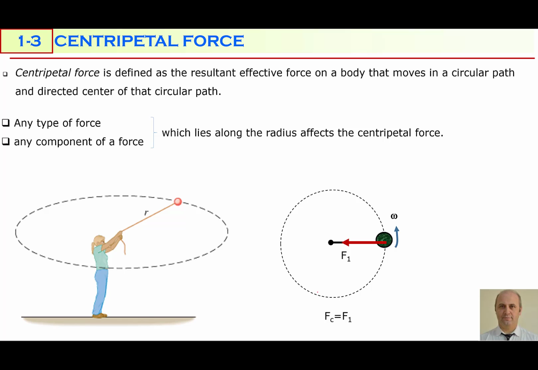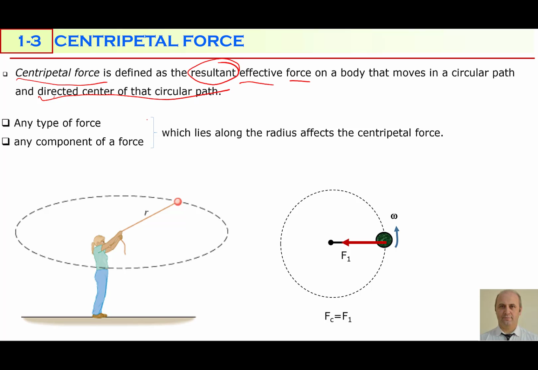Now I will again remind you of the centripetal force definition. It's defined as the resultant, yes, always we are going to calculate the resultant effective force on a body that moves in a circular path and is directed to the center of the circular path. What does it mean? The resultant is directed to the center, but sometimes a force can be towards the center, and some force can be out of the center. We will show these cases.